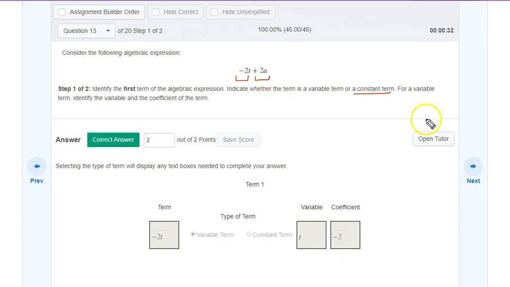Well, the one that they're asking us about is the first term here. That is a variable. So we click variable, negative 2t. The variable part is the letter, and the coefficient is the number. Hopefully that's an easy one, but some were getting that a tad confused.